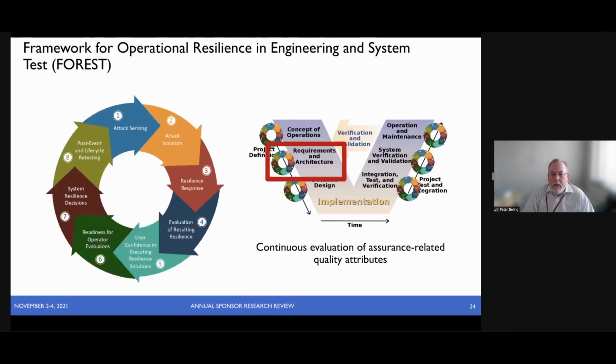So forest is something that we mean to be applicable throughout the systems V. We're going to look at it, as I just mentioned, in requirement setting in kind of the architectural stage, but we'll also look a little bit later at test. Next slide, please.